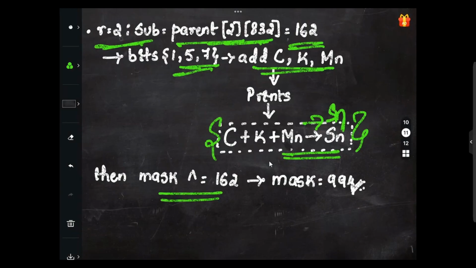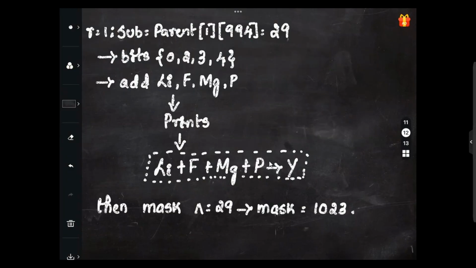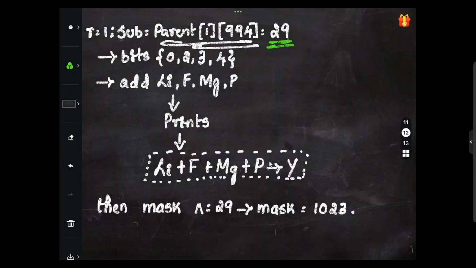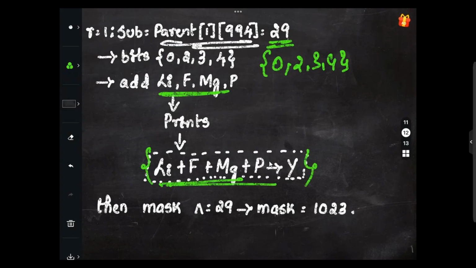So then what we will do, mask xor that is equivalent to the 162. So this one mask equals 994 again, right? So finally we are left with r equals 1. Same thing, parent 1994 here. So we have the value 29 for 1. We know the bits that we got initially was 0234. I had explained this one. So this one we have to sum up li, f, mg, and p, right? So we can just print li plus f plus mg plus p.